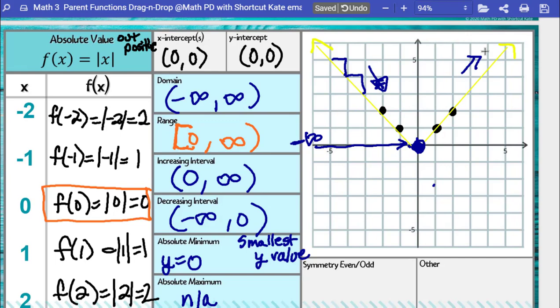So symmetry, just to give you an idea, again, is an even function on this one because you can fold across the y-axis and you will get exactly the same thing on the other side. So if I was to fold this in half, we would get the image laying right on top of each other, so this is considered even.